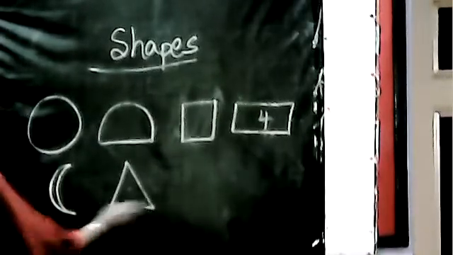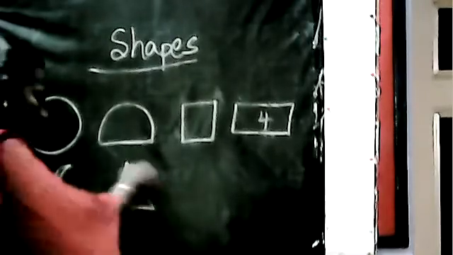And name some objects in triangle shape. So what will you say? So you can say a tent. Tent is in this shape. Then samosa. Okay. Like that you should name the objects in triangle shape. Okay. Next you have to draw the star shape.